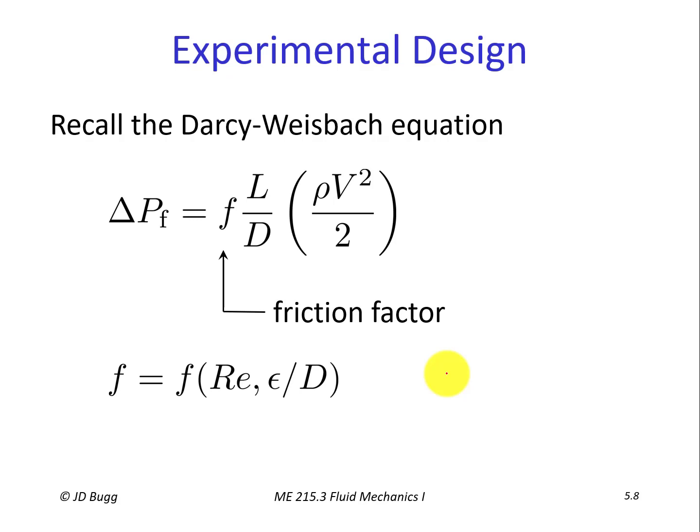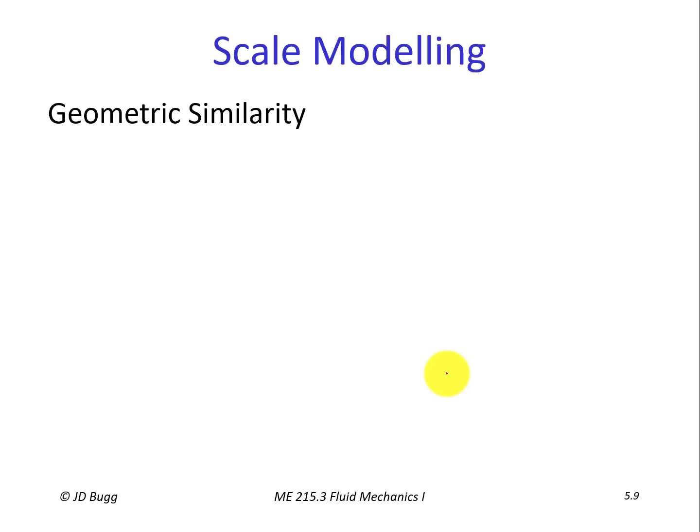So the third and final application of dimensional analysis that we listed earlier is scale modeling. Scale modeling relies on geometric similarity. So what do we mean by geometric similarity?